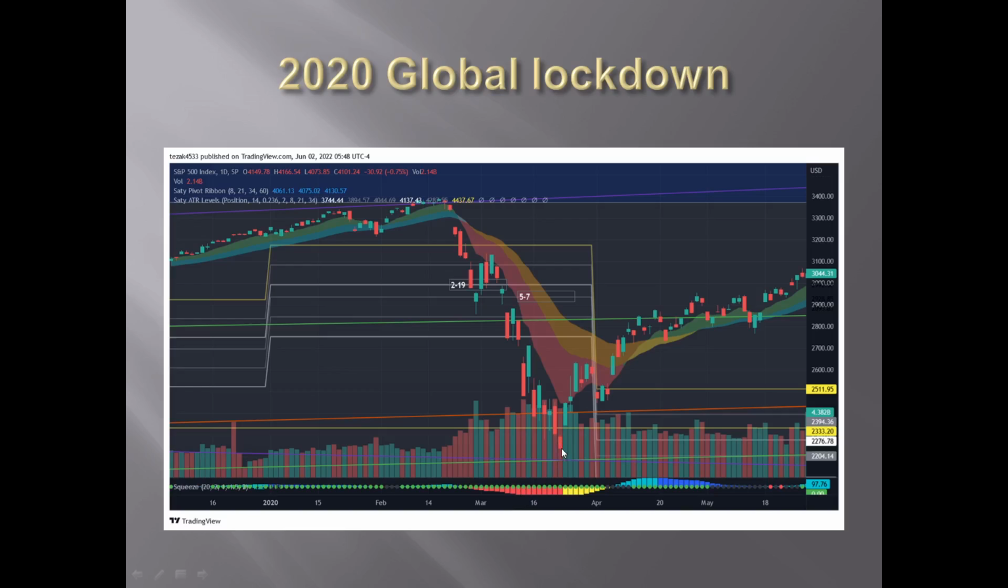But then, the Fed to the rescue. I don't know how you would have known that this was a bottom. It did make a kind of a hammer candle, and I guess if you're paying attention to world events, you might have realized that the Fed was stepping in, and you could have gone long here.